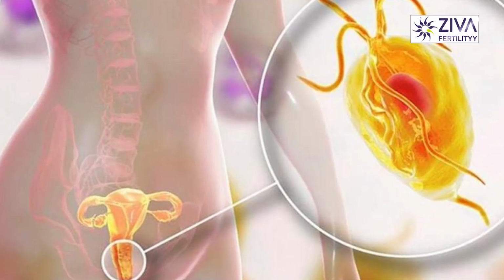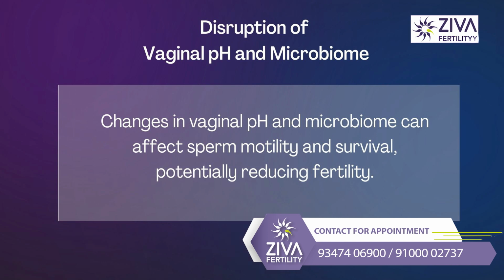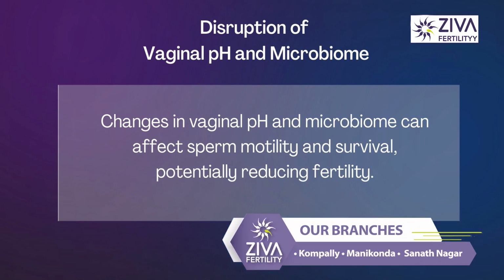An overgrowth of harmful microorganisms can occur, which can lead to conditions like bacterial vaginosis, yeast infections called Candida vaginitis, for example, or trichomoniasis. Changes in vaginal pH and microbiome can affect sperm motility and survival, and potentially it can reduce fertility.